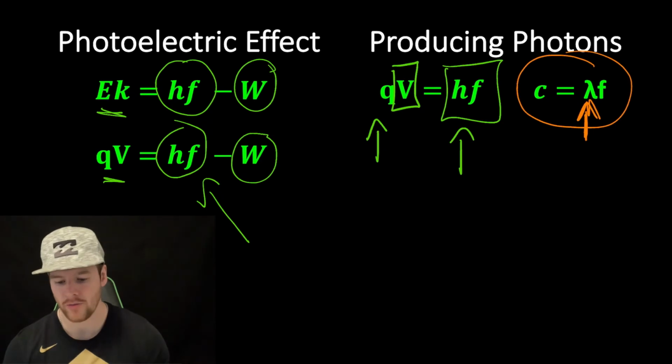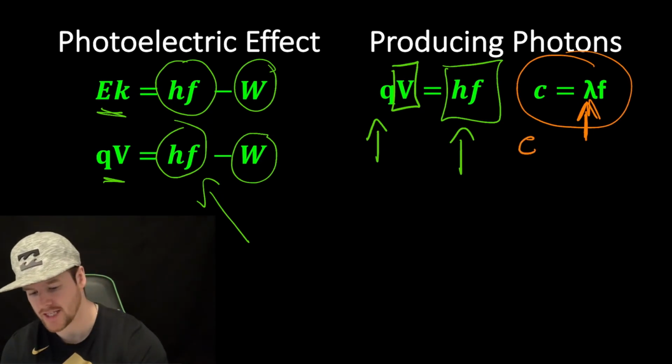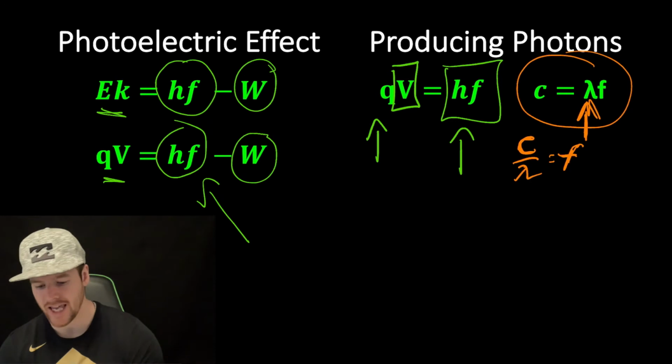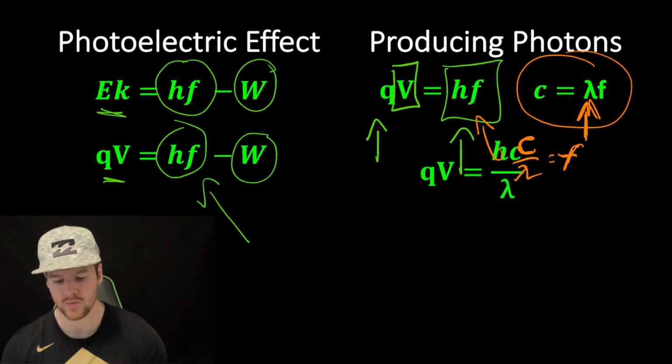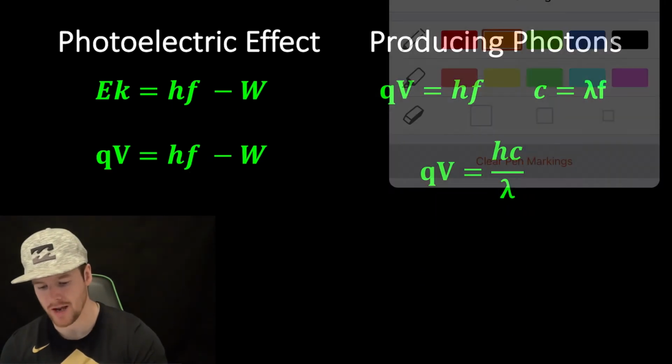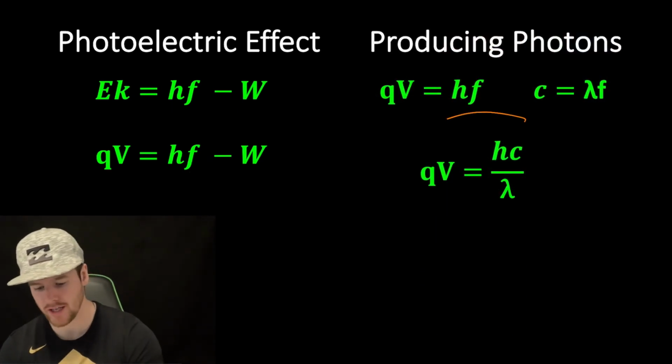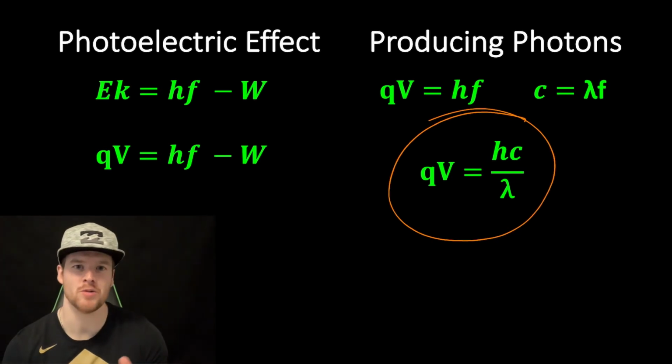So to solve for frequency here, I would get c over lambda is equal to frequency. I know that looks like an e. Let's make that more like a c. And now we can plug in for f into that equation. So it'll be h times c over wavelength, which is what we see right here. I'll clear those pen markings and we can see it a bit more clearly. That's going to be the formula we're going to use in this lesson.